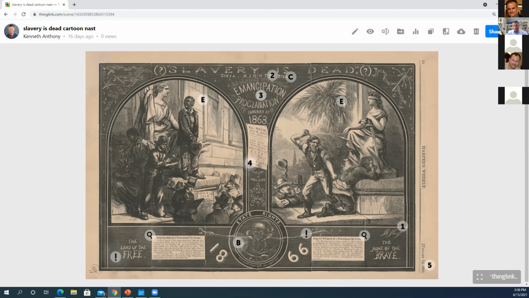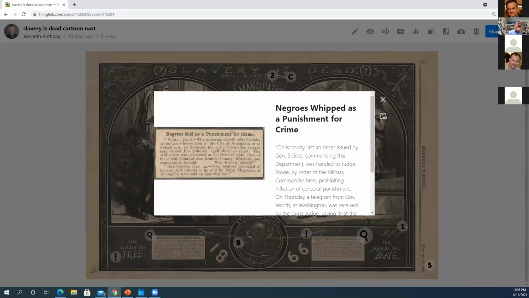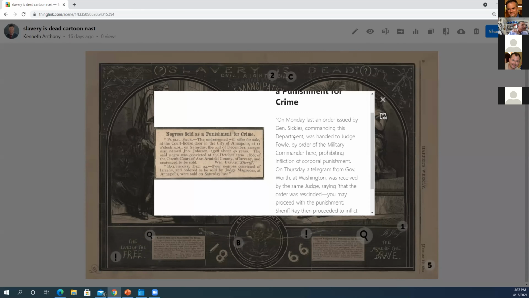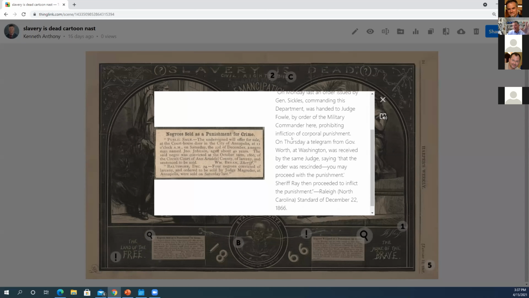Uncle Sam or whatever. But regardless, oftentimes my students struggle with this because they don't look. So we'll look a little bit closer at this. And so the name of this is from a newspaper article. It says, Negro sold as a punishment for crime, public sale. The undersigned will offer for sale at the courthouse door in the city of Annapolis. Oh, I put the wrong one. Okay, well, I had the wrong picture, but I had the right text.